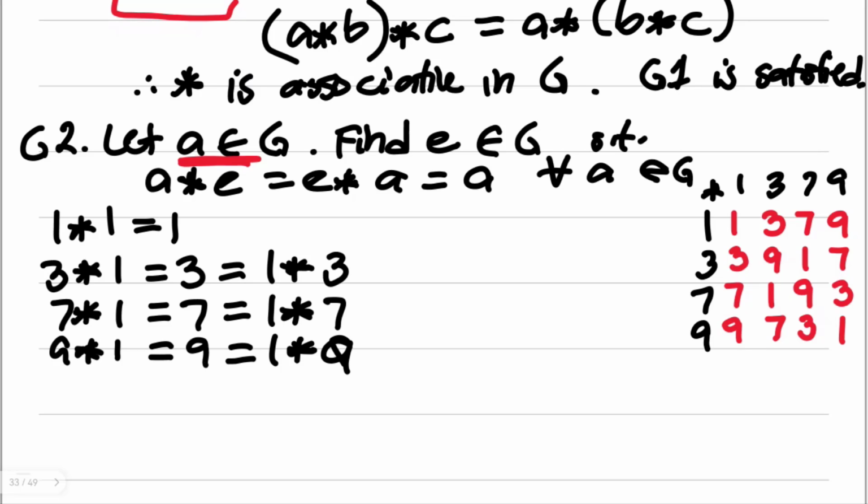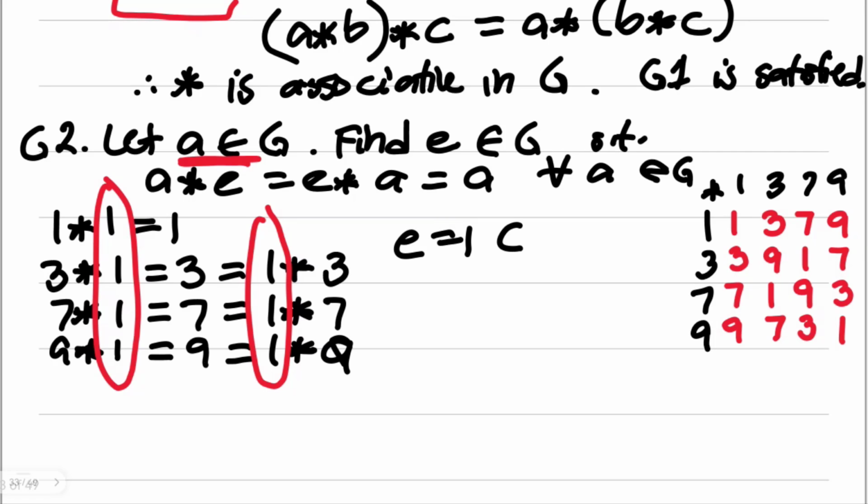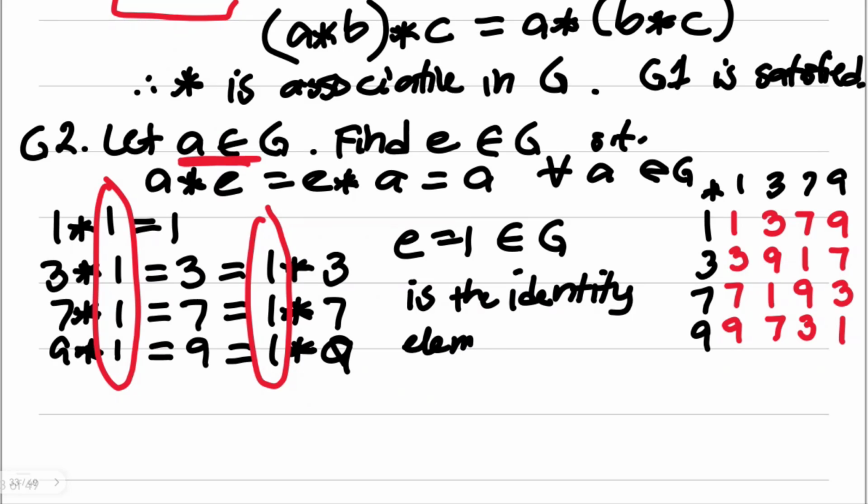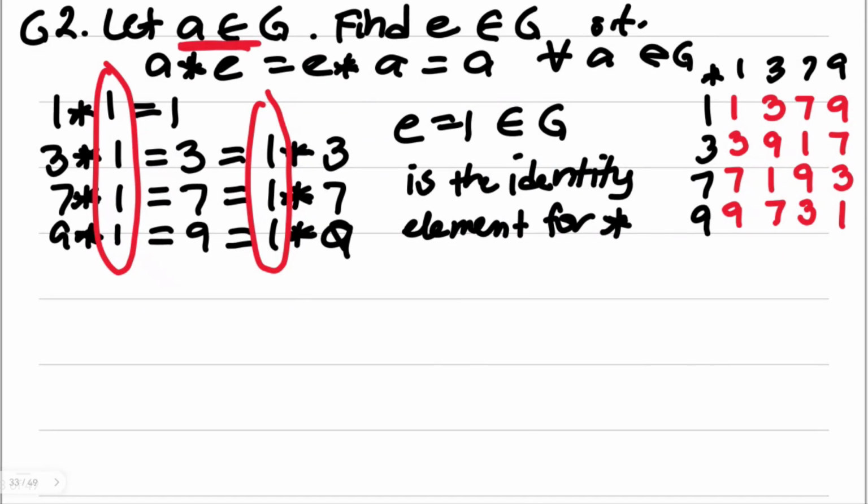So this would mean that this value is our identity element because it doesn't change the value of the element operated into it. So we can say here E being equal to 1, and it's an element of G, obviously, is the identity element for star. And with this, there exists an identity element, therefore G2 is satisfied.